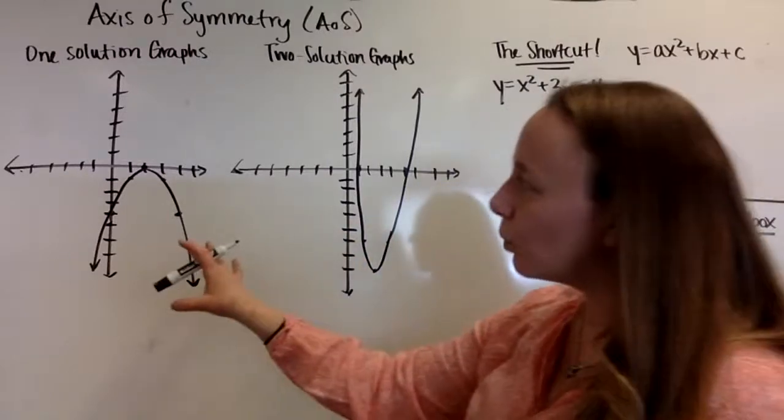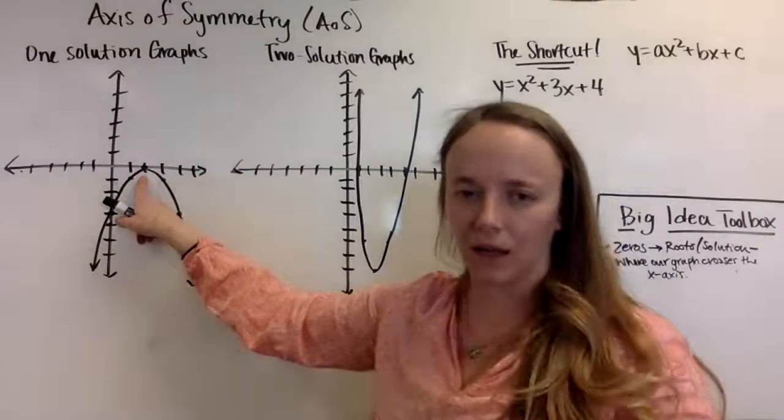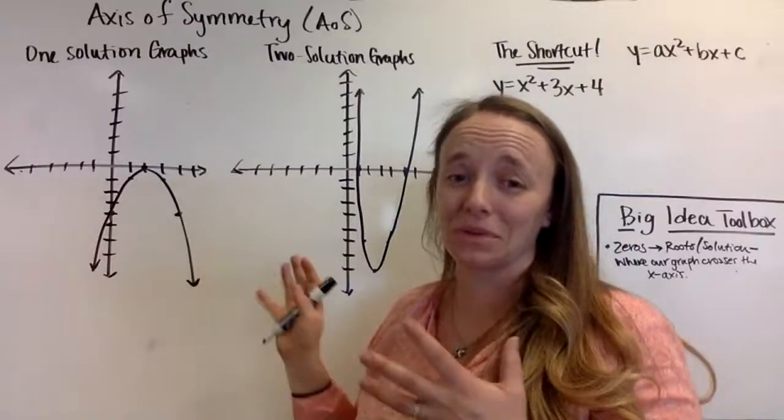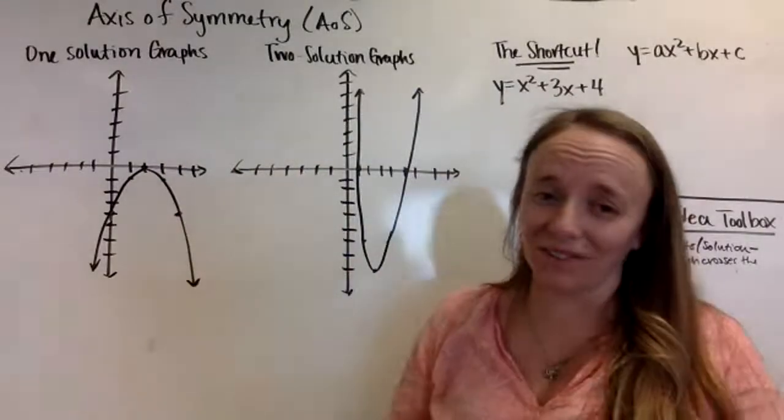Now, in this one solution graph, our axis of symmetry and our vertex are essentially lying on the x-axis, which is really awesome. It doesn't always happen like that. It's actually really rare that it does.